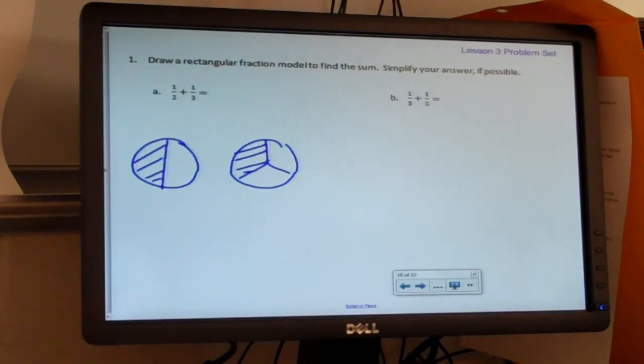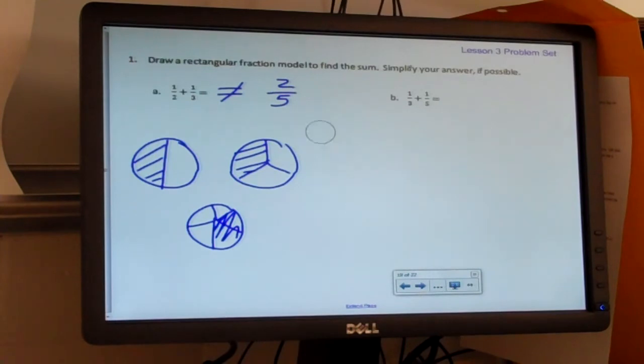Right, because they're broken down into different sizes, right? 1/2 is very different from 1/3. You cannot add these together. This is not equal to 2/5, right? When you add these two things, it's not. 1, 2, 3, 4, 5, it does not become 2/5, okay?